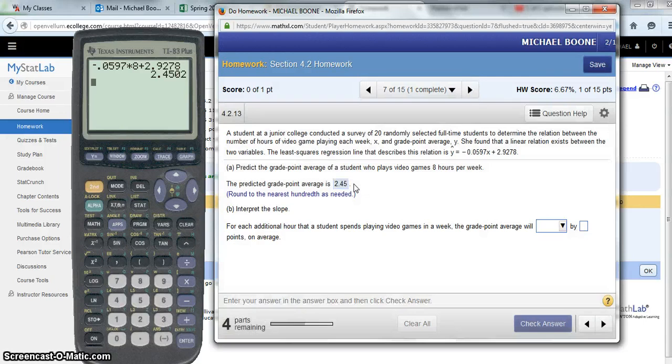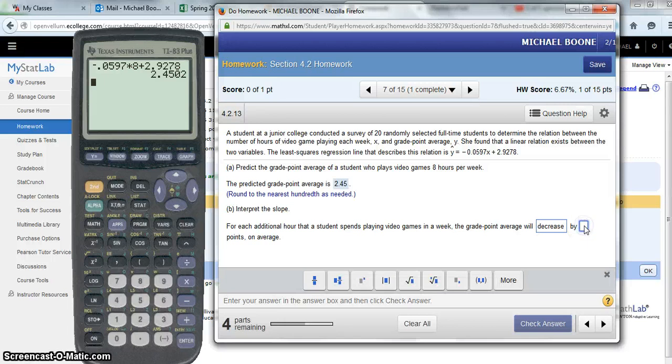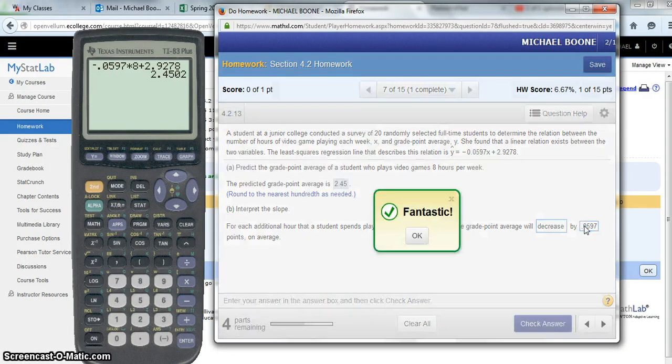And so, well done. For each additional hour that a student spends playing, this is important, knowing what the slope means. For each additional hour that a student spends playing a video game in a week, the grade point average will, well, this is my slope. This tells me for each additional hour what goes on. So the slope tells me this, and it will decrease because it's a negative value by the 0.0597.